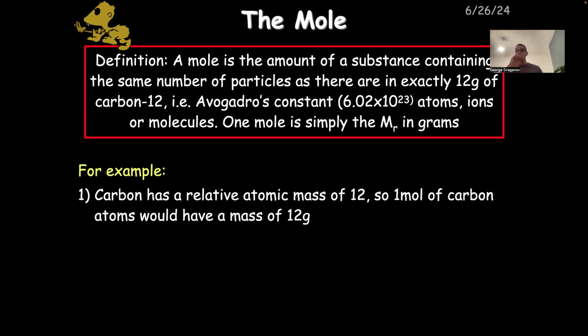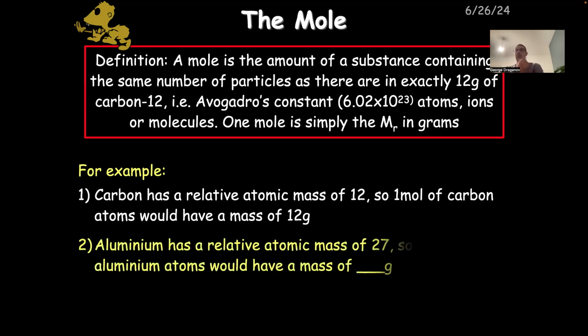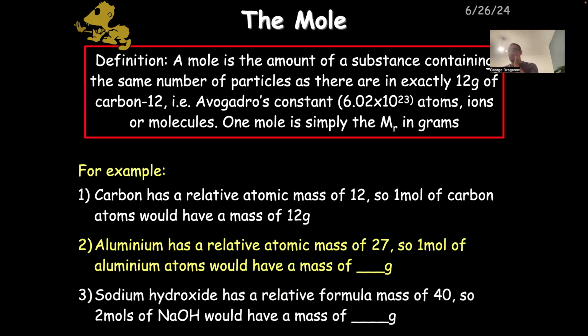Here are a few examples. Carbon-12 has a relative atomic mass of 12, so 1 mole will have a mass of 12 grams. Similarly, aluminium has a RAM, relative atomic mass, of 27, so 1 mole would be 27 grams. And the last one, sodium hydroxide, has an MR of 40, so 2 moles would have a mass of 80 grams.